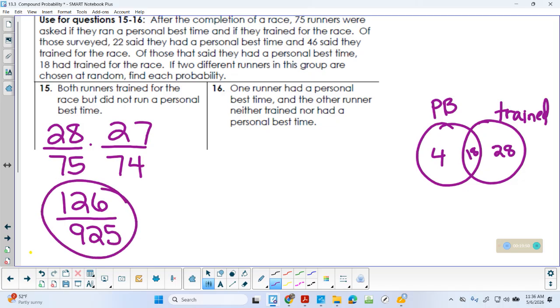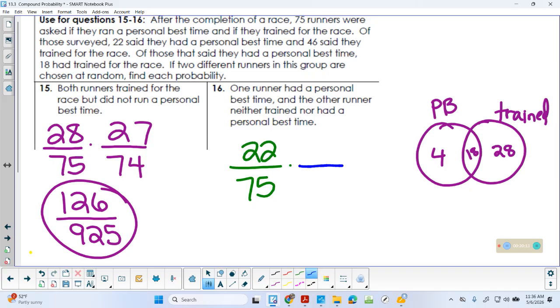Okay, so same little Venn diagram. We know we're over 75 to start with. Let's read it. One runner had a personal best time. All right, well, let's do that guy. How many total are in the personal best circle? The whole circle. 22, 4 and 18.